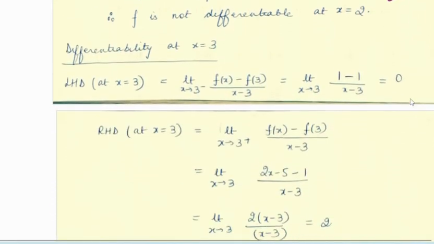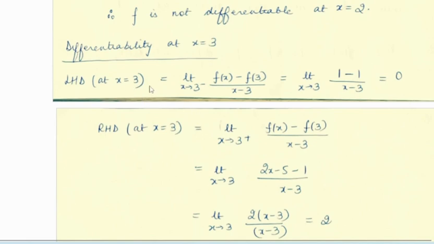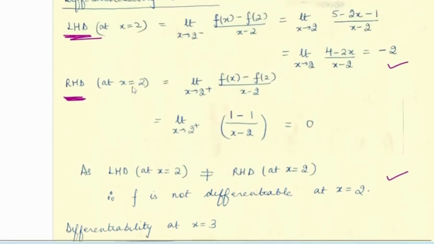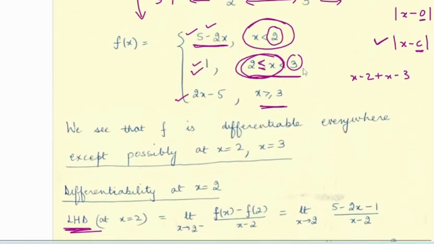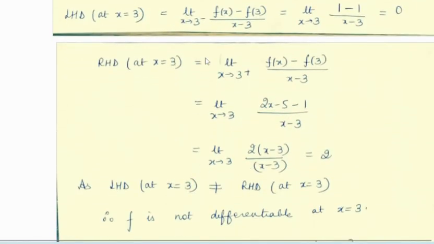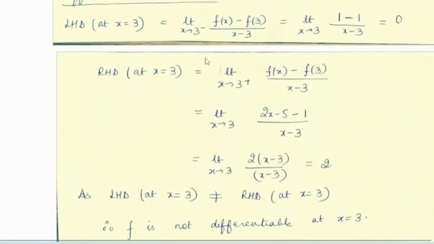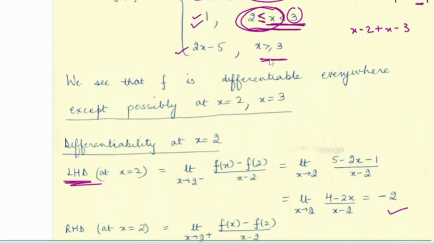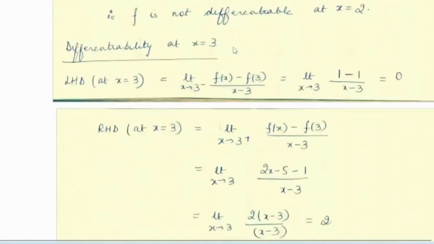Similarly, we can test differentiability at 3 by considering the left hand derivative and the right hand derivative at 3. For the left hand derivative at 3, the value of the function is going to come from the branch x less than 3. So this is the f(x) value when you are on the left of 3. You can see it's 1, and f(3) is going to come from the last branch. So when you put x equal to 3, it becomes 6 minus 5. So f(3) is also 1.